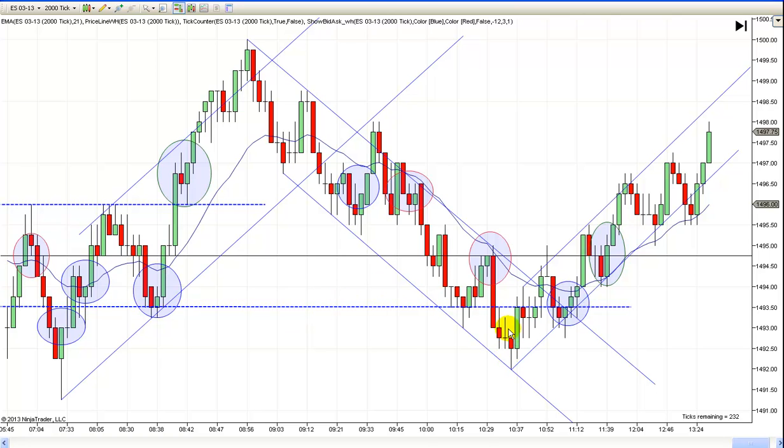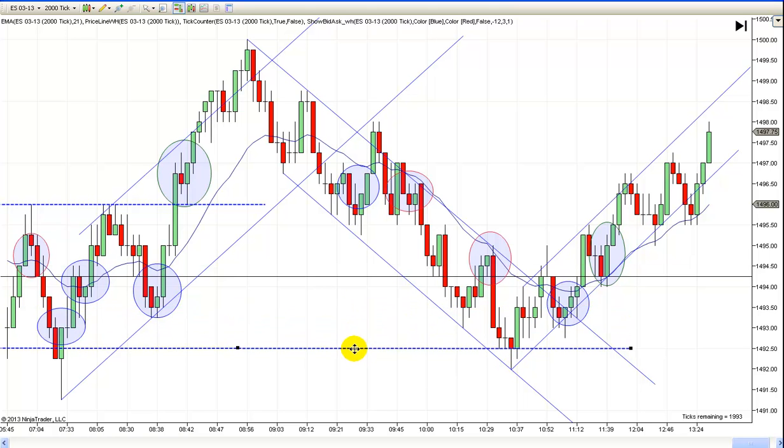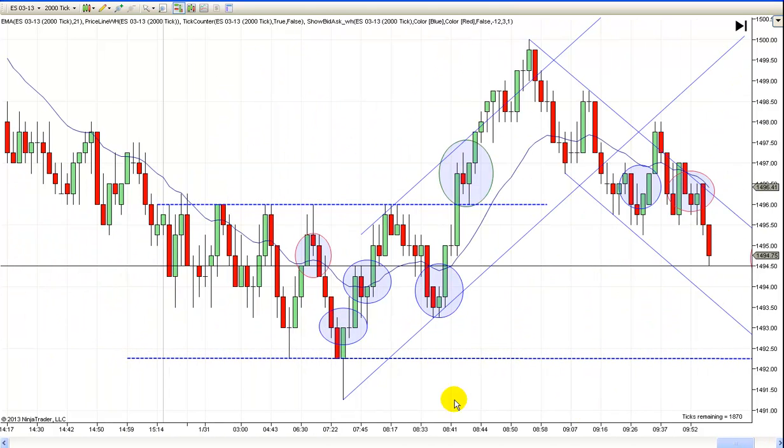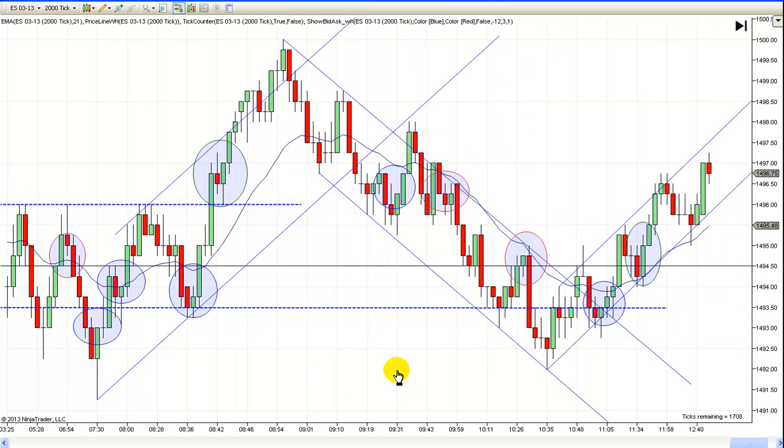And even though we broke lower, that's just a failed break lower once again. And where would you expect that failed break to reverse? Down here where the new lows are at, where you get the most touches. And look at that.